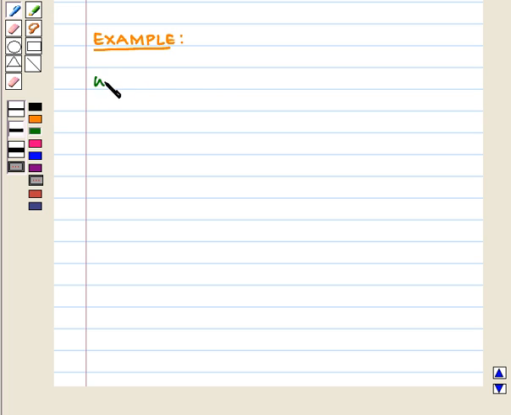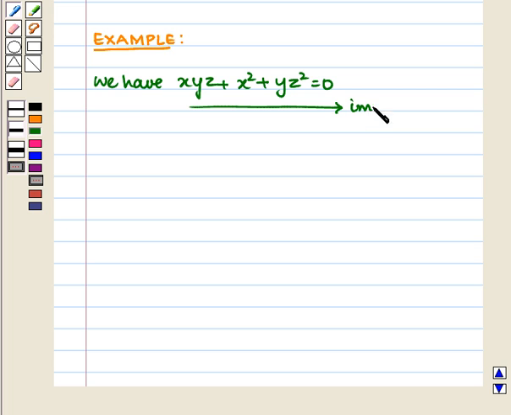For example, we have xyz plus x square plus yz square equal to 0. This is an implicit function. We have to find del z by del x.